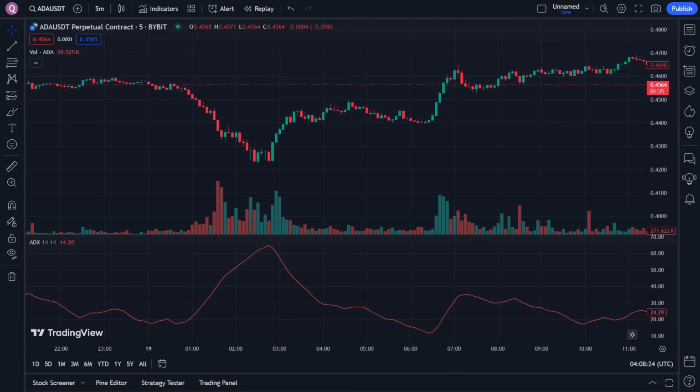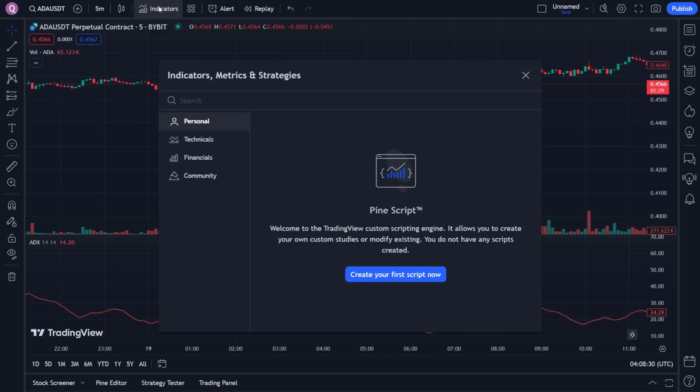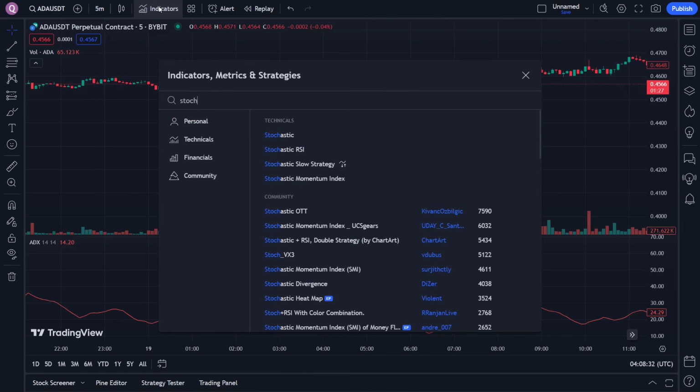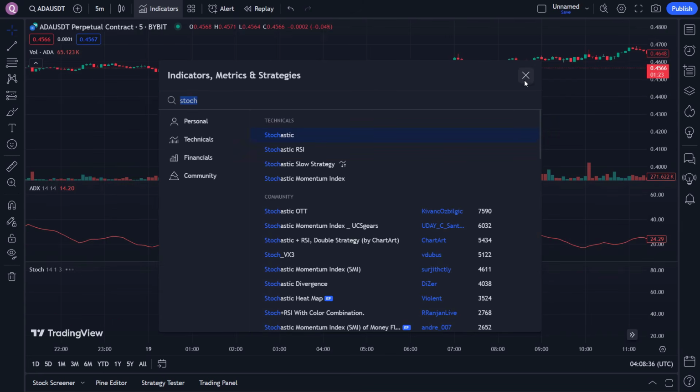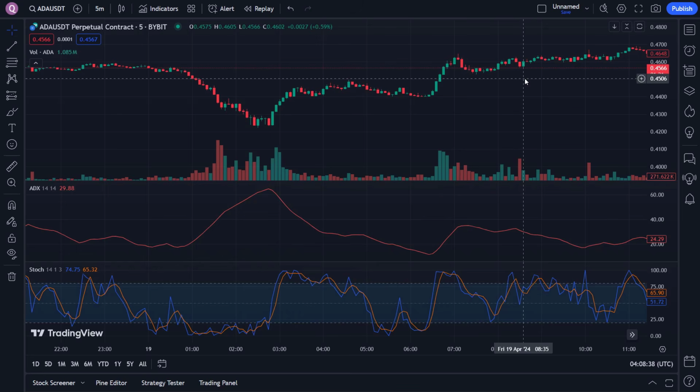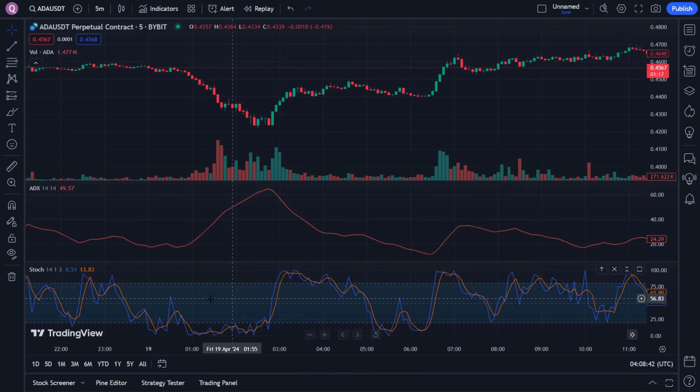Of course, we can't use this indicator alone as it might lead to many false signals. That's why we need to add the next indicator called stochastic. The stochastic indicator is a momentum oscillator that measures the speed and change of price movements. It is commonly used to identify overbought and oversold conditions in a market, which can indicate potential reversal points in price action.